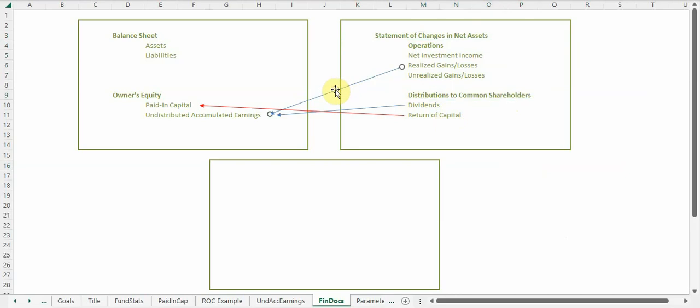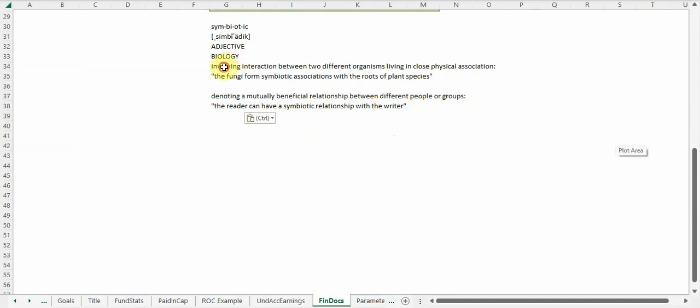Now, as you can see by the arrows that I drew from the Statement of Changes in Net Assets to the Statement of Owner's Equity, everything on the Statement of Changes in Net Assets form affects the owner's equity, so much so that you could say that they have a symbiotic relationship. Now, I don't know if I can actually use that term because it applies to biology. More specifically, symbiotic means involving interaction between two different organisms living in close physical association, which technically the Statement of Owner's Equity and the Statement of Changes in Net Assets do live within close proximity of their SEC filing. It also denotes a mutually beneficial relationship between different people or groups. Now, the relationship is not between people or groups, but it is definitely mutually beneficial. And to be quite honest with you, I can't think of a better analogy to give.